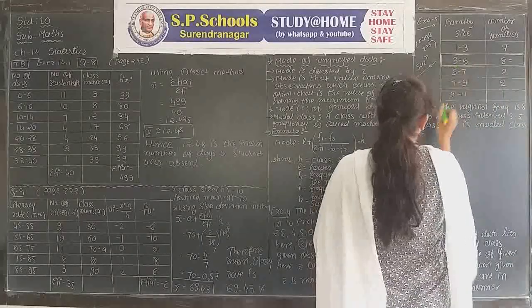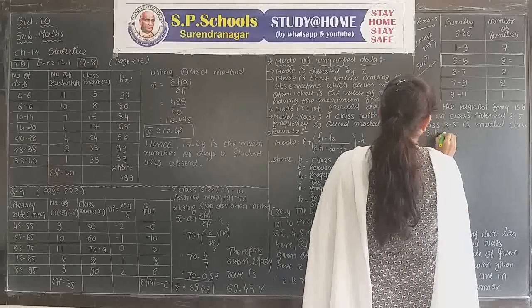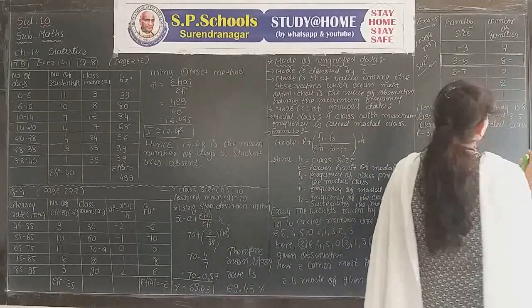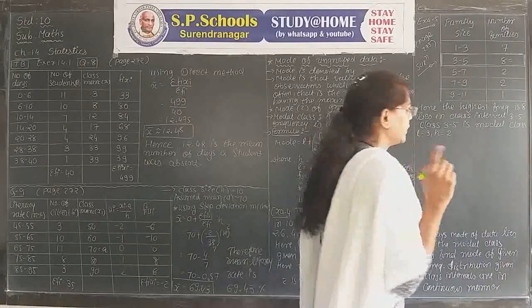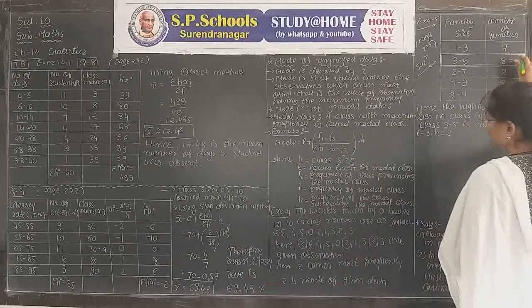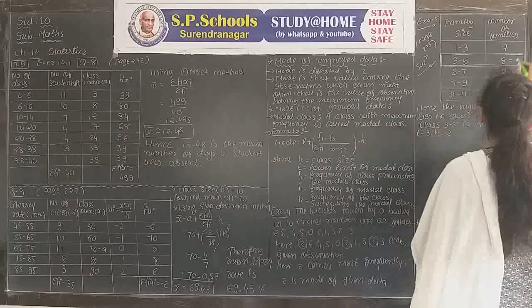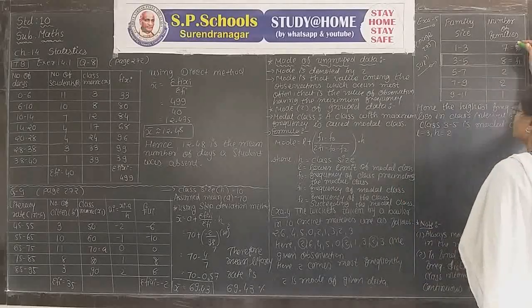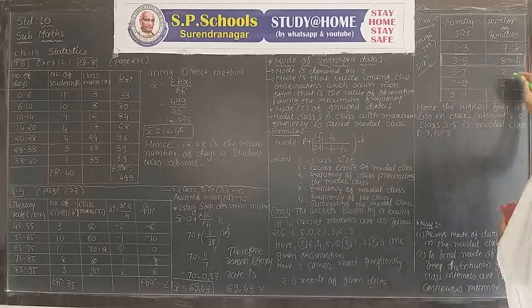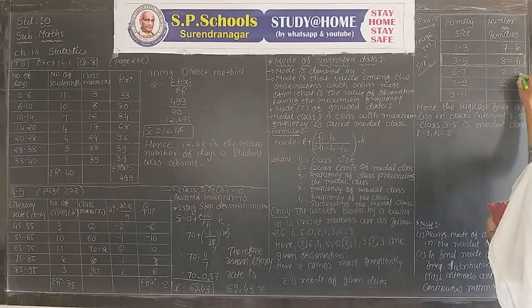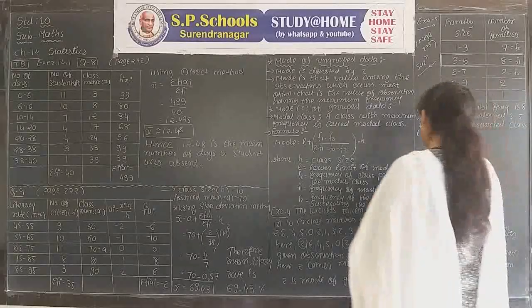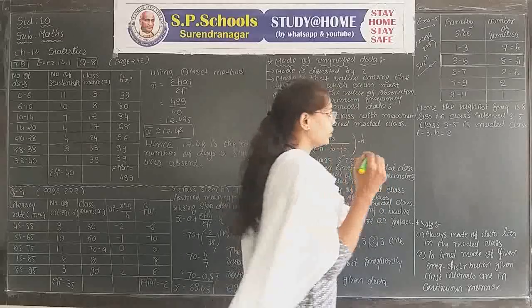L is equal to the lower limit, which is 3. Class size h is equal to 2. f0, f1 and f2 are written in our table. f1 is the highest frequency of the modal class. f0 is the frequency of the class preceding the modal class, and f2 is the frequency of the class succeeding the modal class. Here f0, f1 and f2 are obtained.